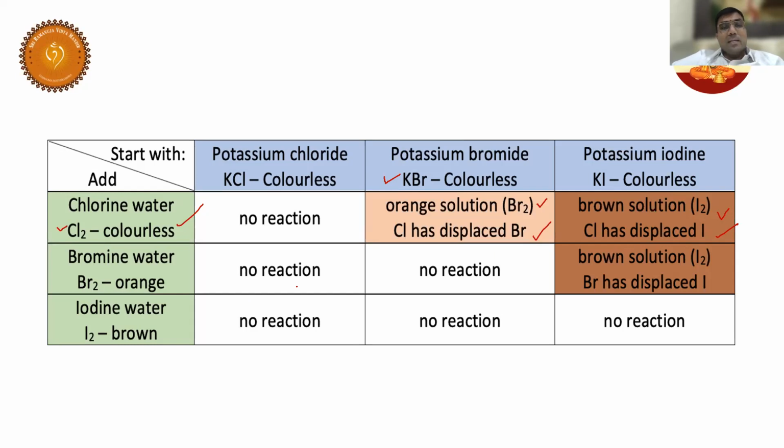Similarly, students, as I already conveyed to you, bromine can displace only iodine, but not the others, right? Similarly, iodine, there is no reaction. It can't displace anything, right? So the powerful oxidants are going to displace the lower ones.